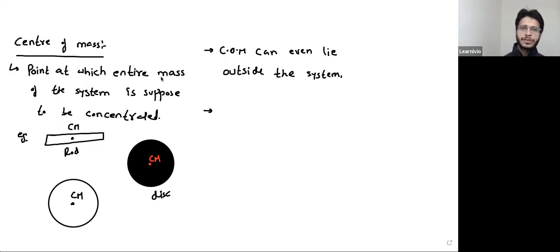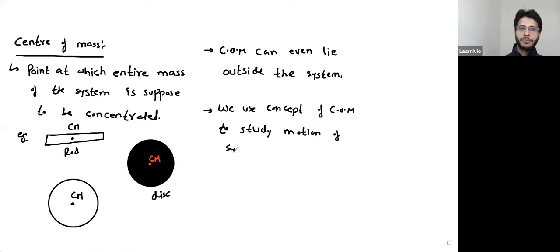Now this is the definition of center of mass. Why do we use center of mass? The concept of center of mass, we use to study motion of a system of particles.